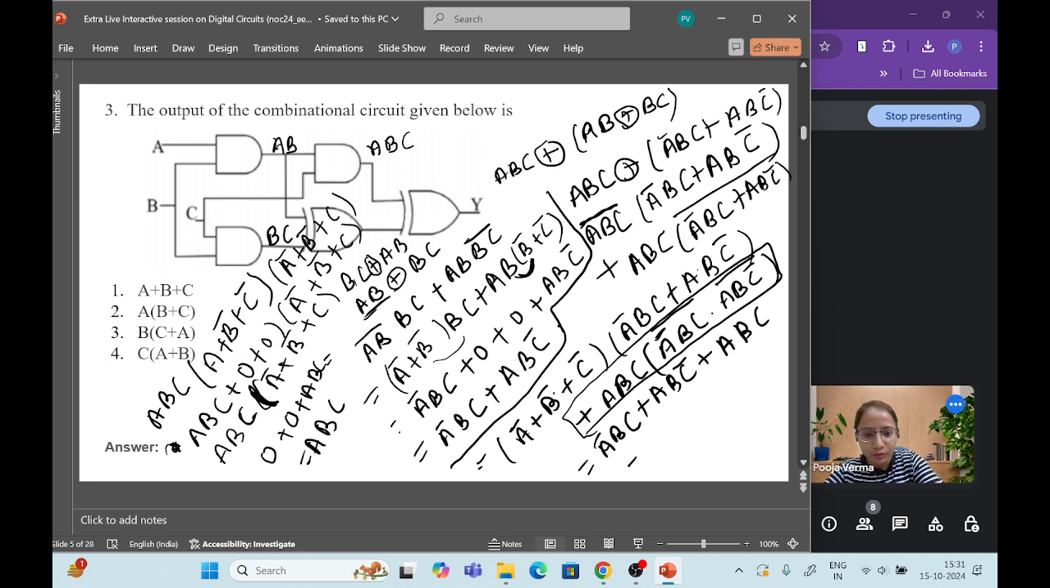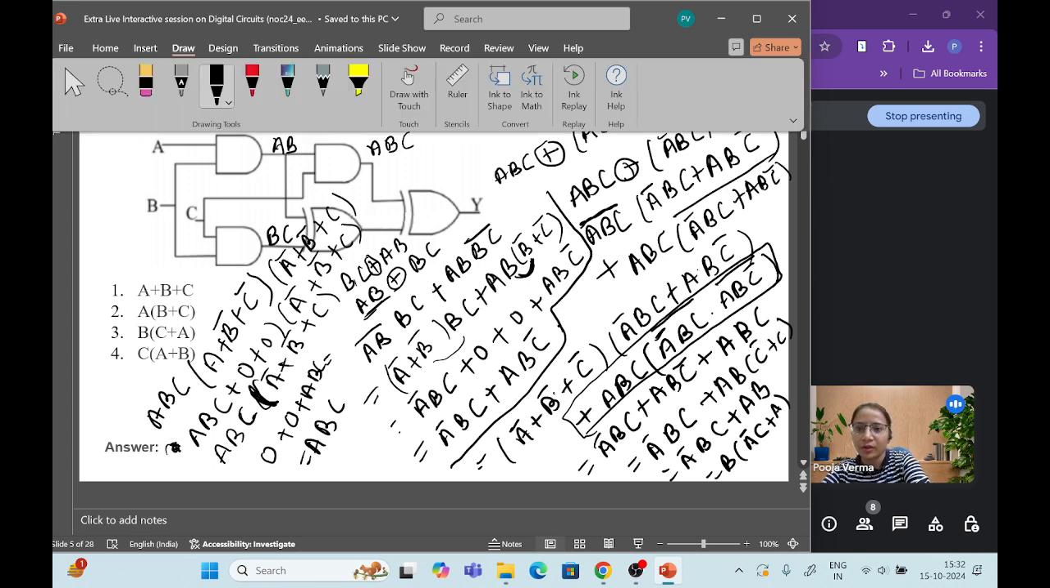Okay, so here we can take a common, and then for the a dash, if we take ab common here, then c dash plus c will be 1. What we have got is a dash bc plus ab, right? If we take b common, what we have got is a dash c plus a, right? What can we write for this part, a dash c plus a?